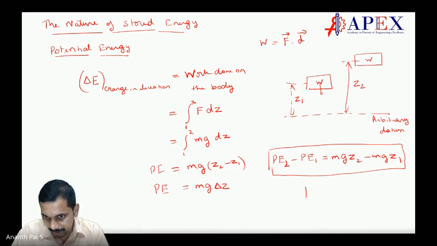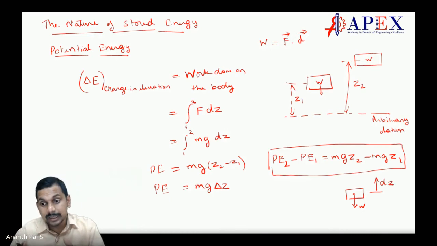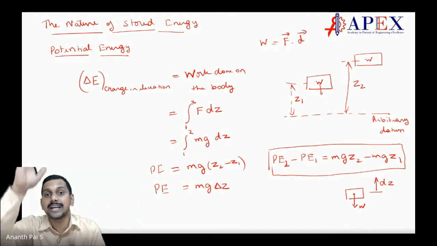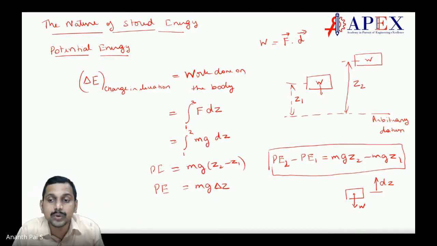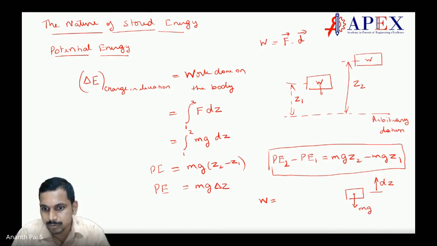Observe again. This is very, very basic, and has to be understood very nicely. If I take the weight here, the weight is in this direction, and the direction of dz is this direction. So W is going down, the displacement is going the other side, so you directly get a minus. Work is equal to F, let us write F as mg. Mg is the weight acting.